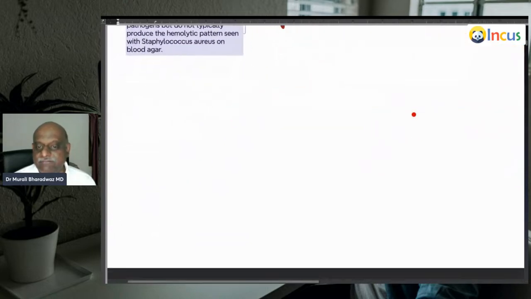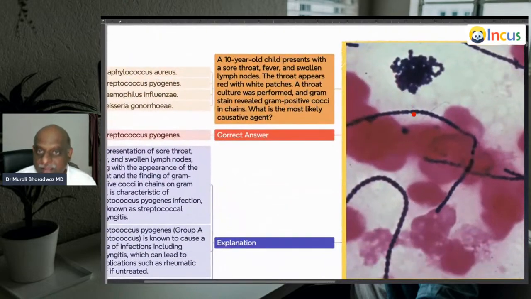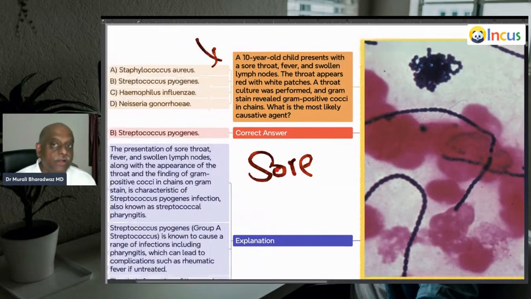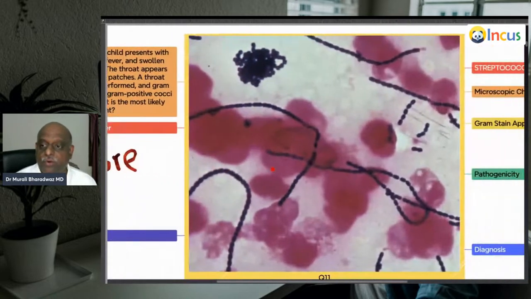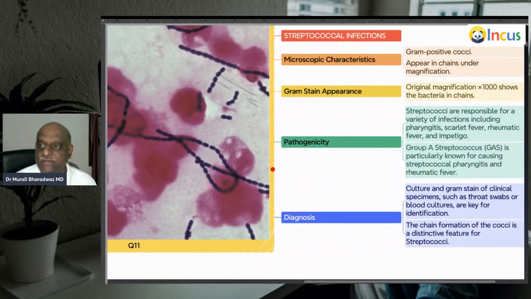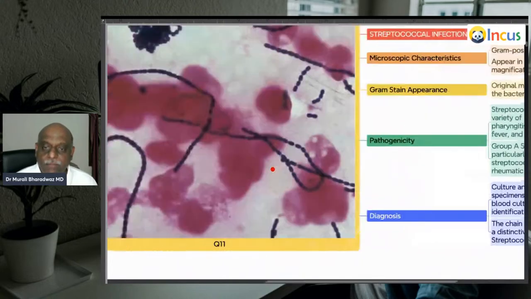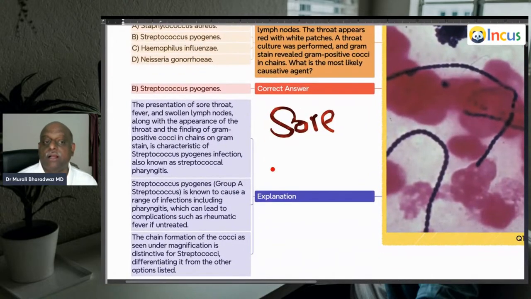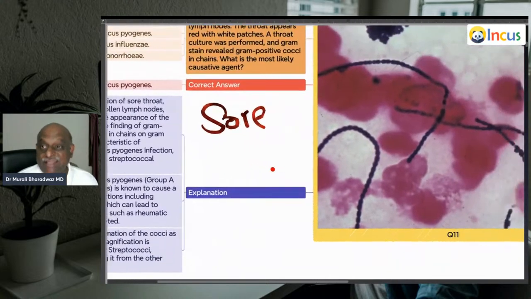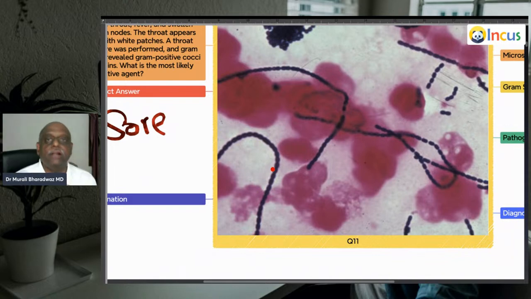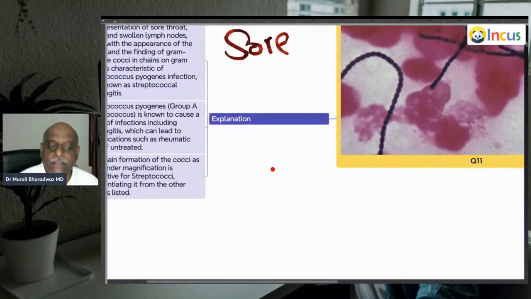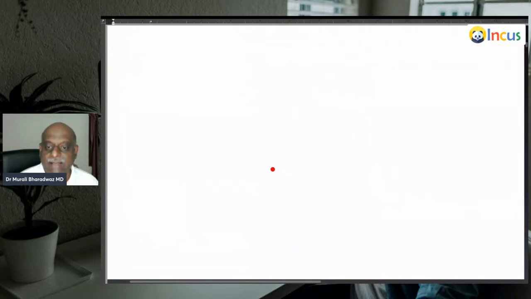A 10-year-old child presents with sore throat, fever, and swollen lymph nodes. The throat appears red with white patches. A throat culture was performed. Gram stain showed gram-positive cocci, is what you are seeing. So typically, this is an example of Streptococcus pyogenes. The chains which are being formed, where you are able to see here, is a very important clue to say it is Streptococcus pyogenes, is what you need to remember.